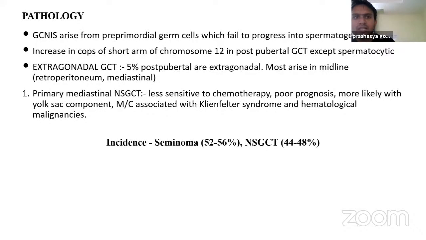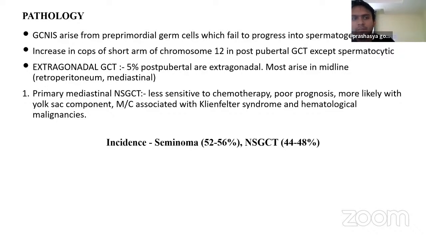Pathologically, GCNIS arises from primordial germ cells which fail to progress into spermatogenesis. Also, there is an increase in copies of the short arm of chromosome 12 in post-pubertal GCTs except spermatocytic. Extragonadal GCTs are relatively less common, about 5%. Most of them arise in the midline, either in the retroperitoneum or the mediastinum.